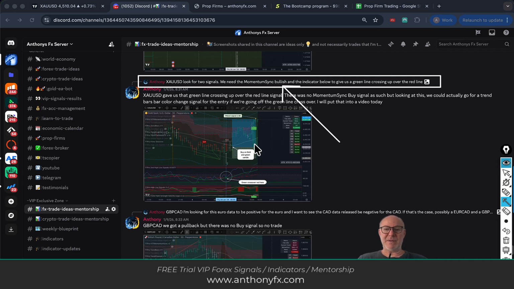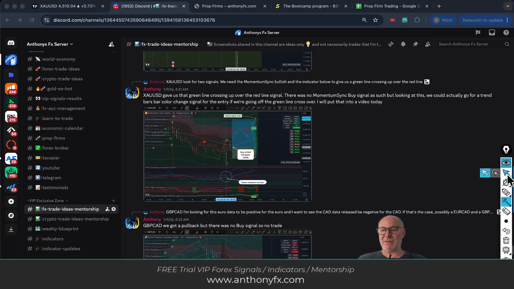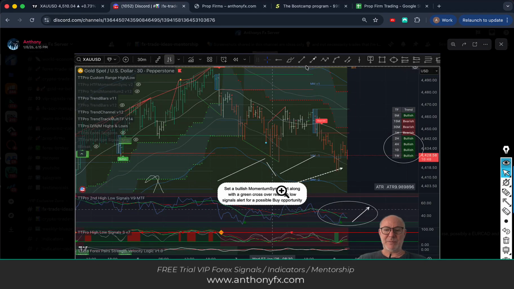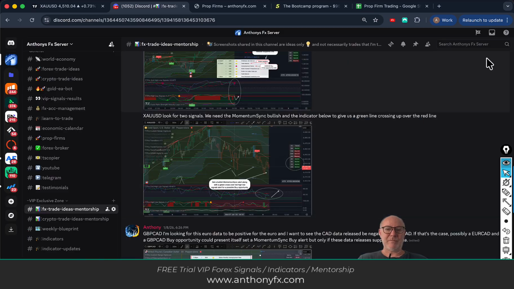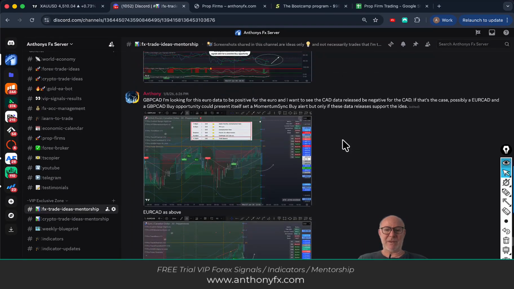When I post an idea like this, let's just go to it. In fact, we'll just click on that. Here it is here. Set a bullish momentum sink alert. That's it. Just set the alert. When it goes off, take the trade. Done. That's all you got to do. So we'll go and have a look at the outcome.